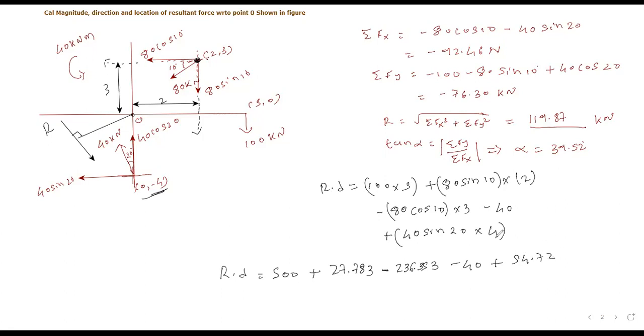Okay, chalo. Calculate each and every and give me value of D. Put value of R in this equation. Now R equals to, we have already calculated R, 119.87.